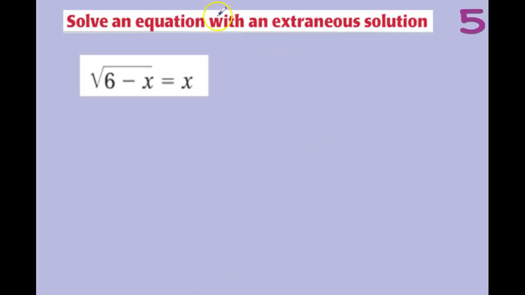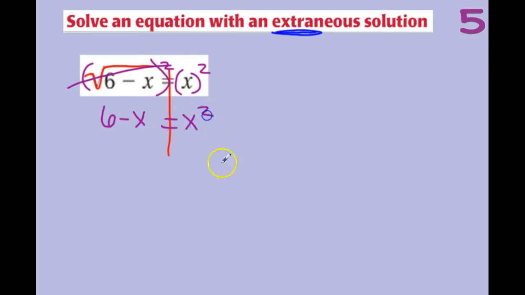Alright, now it says solve an equation with an extraneous solution. Extraneous, what does that mean? Extraneous has the word extra right in it, so we might have one extra answer. So we need to solve this. Let's see what we're going to end up with. We already have the square root by itself, so I can square both sides right away to get rid of the square root. So those cancel. I have 6 minus x equal to now x squared.